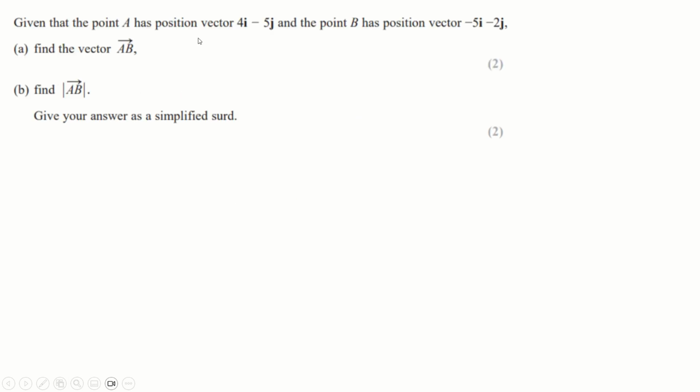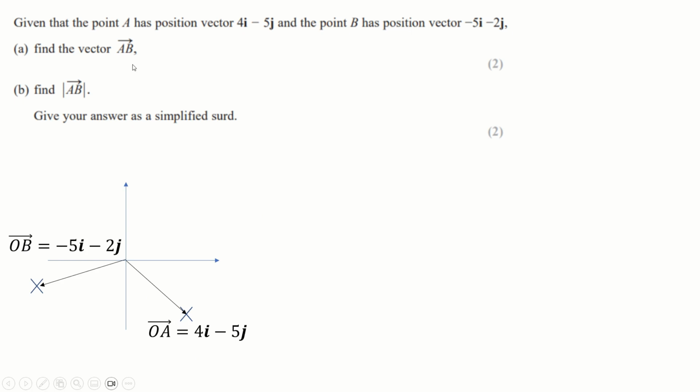Question 2, I would just always draw vector questions. Position vector means that it's starting at the origin. So 4, minus 5 is over here and down here. So that's the vector OA. And then B, position vector again, starts at the origin. Minus 5, minus 2. And we're trying to get from A to B. So we're doing this journey here from A to B.